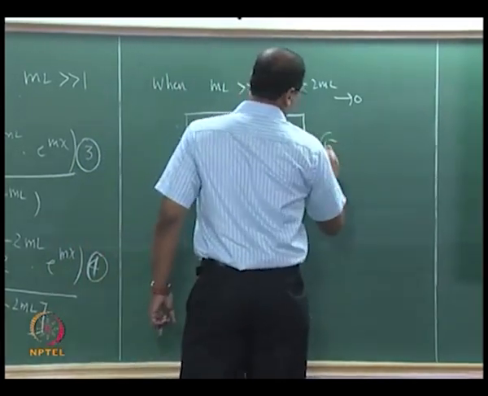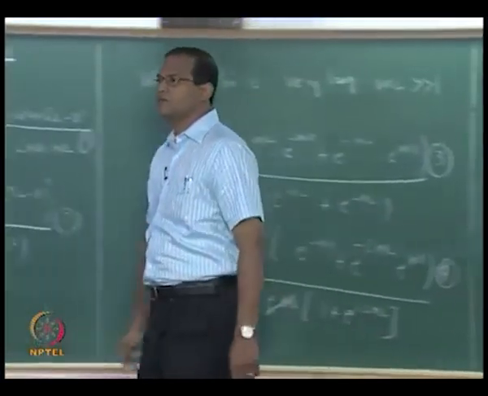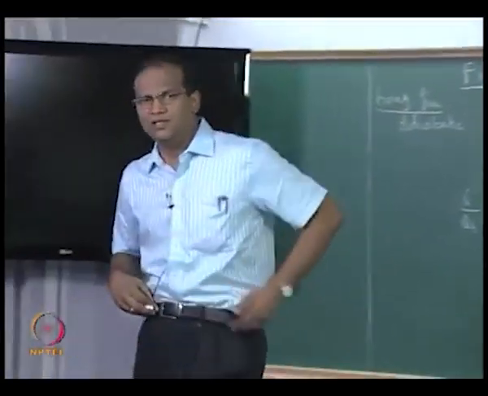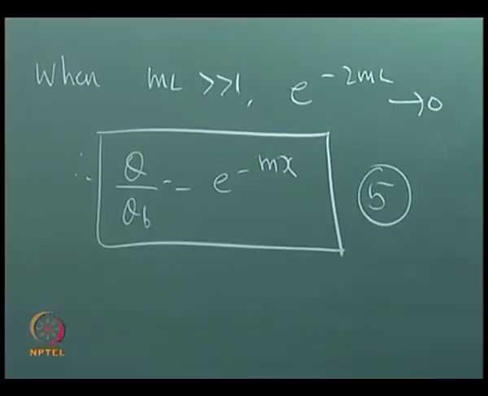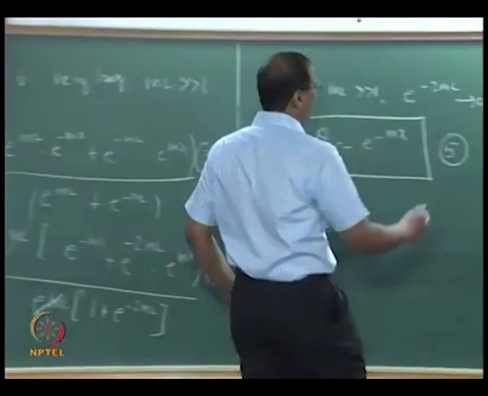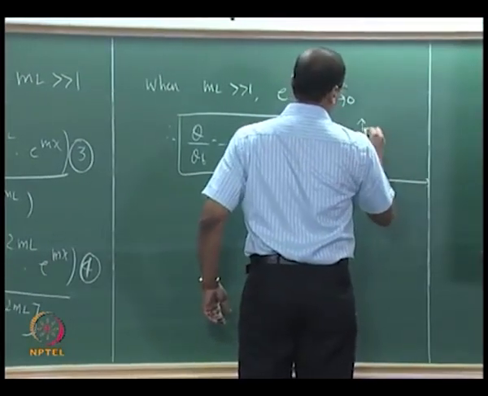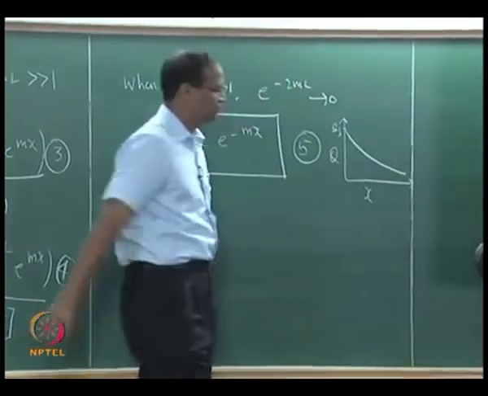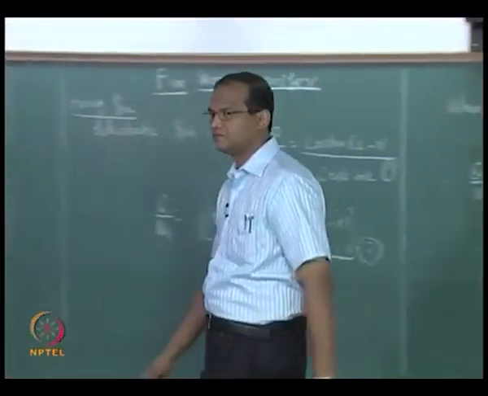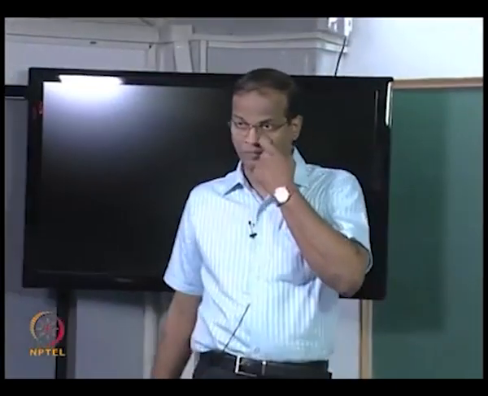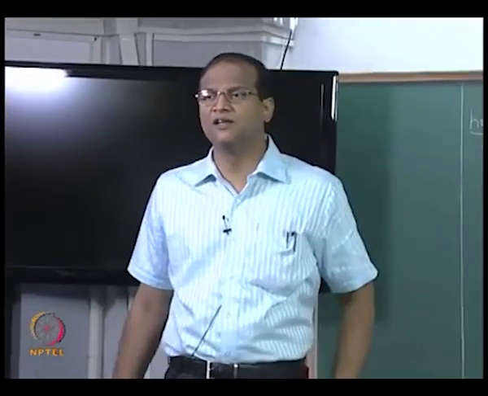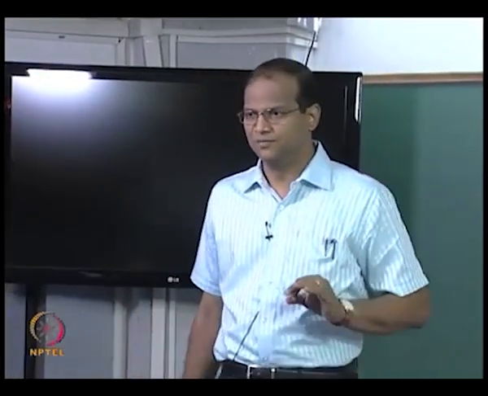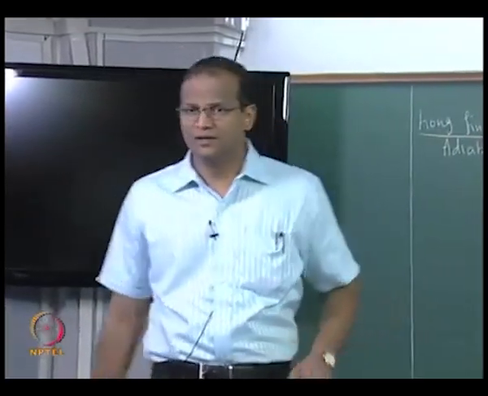theta by theta b equals e to the power of minus mx. It turns out to be a very simple case of exponential distribution. Even otherwise the temperature distribution is exponential, but it has become very simple. Now we will have to answer the question, how long is long? We will try to answer that question.